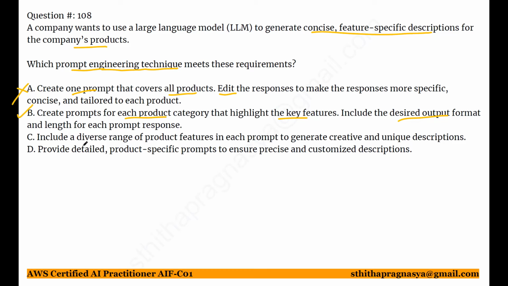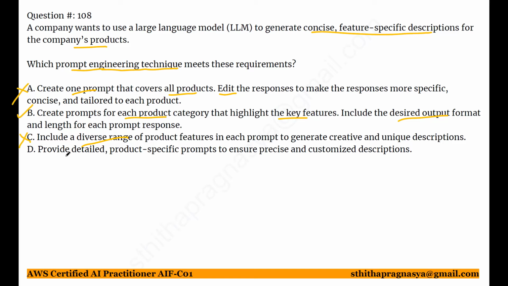While including diverse features may generate unique descriptions, it risks producing verbose or unfocused outputs. This approach may compromise conciseness and specificity, which are core requirements. So this is not a right answer, as it prioritizes creativity over conciseness and specificity.